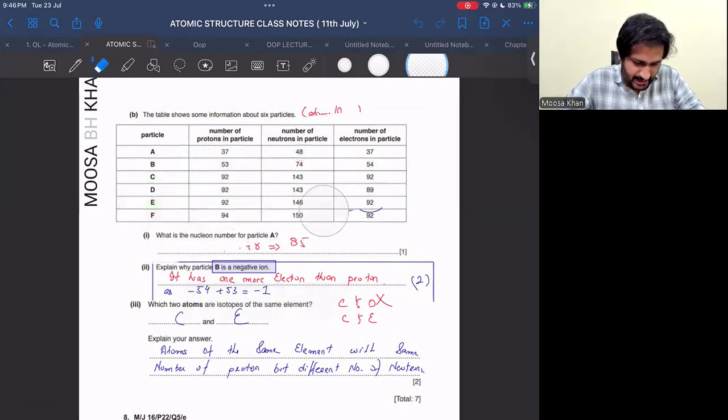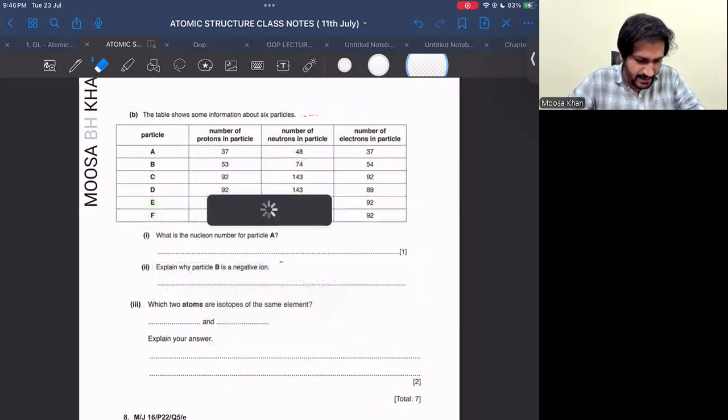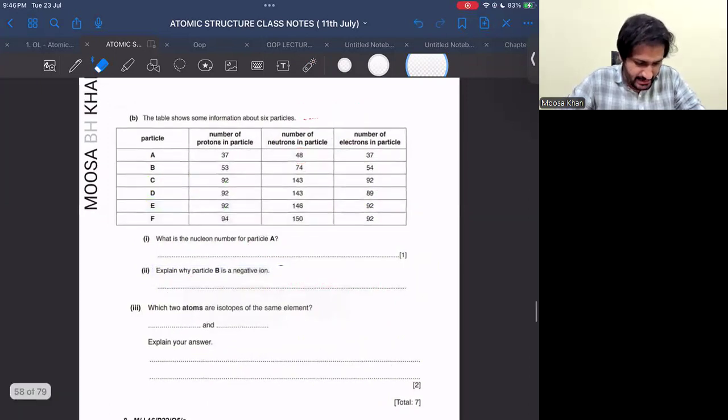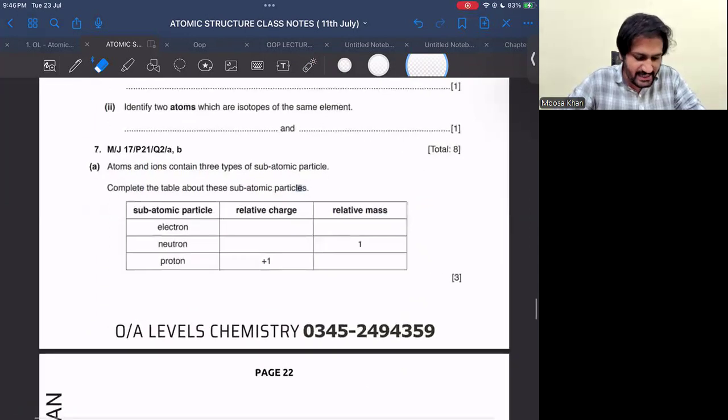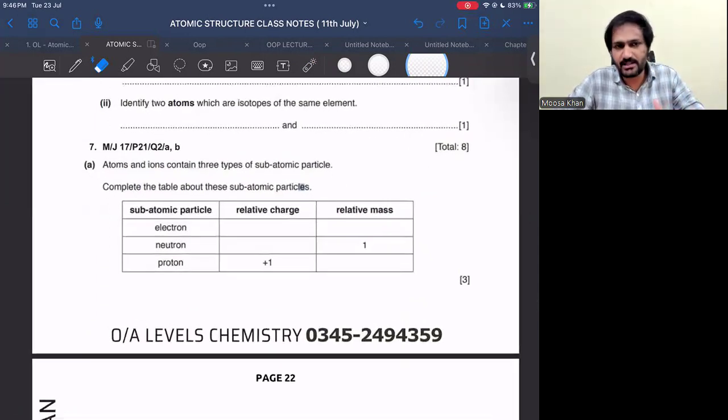Okay, let's do this question now. Question number 7, part B. I think part A is very easy. You just have to write the relative charges and the relative masses.